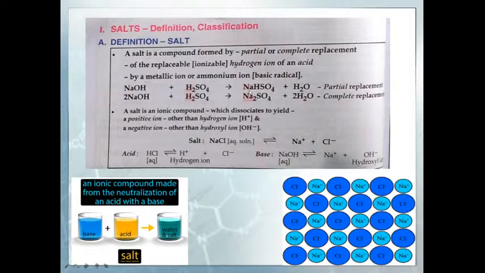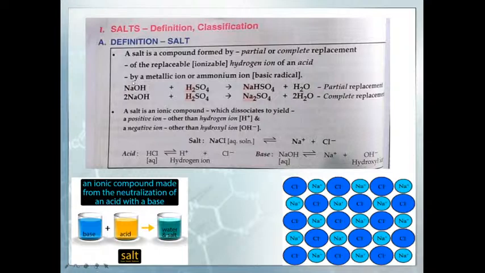Acid. So we can see the first part of the salt is the basic radical, and the second part of the salt, which is the negative part, is what? The acid radical, right? So it means a salt always contains one acid radical and one basic radical. The first part is always a basic radical because it comes from the base. So Na comes from the base and HSO4 comes from the acid, and this is the acid radical, right? So a salt is a compound formed by either partial or complete replacement of the replaceable ionizable hydrogen ion.